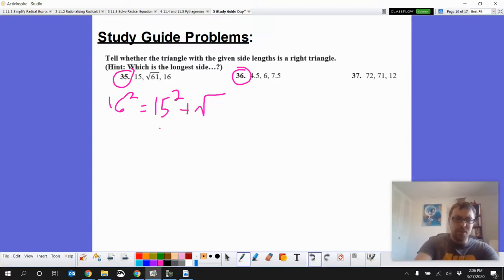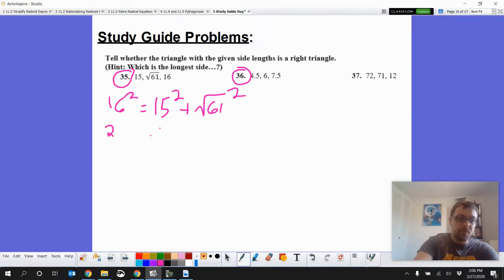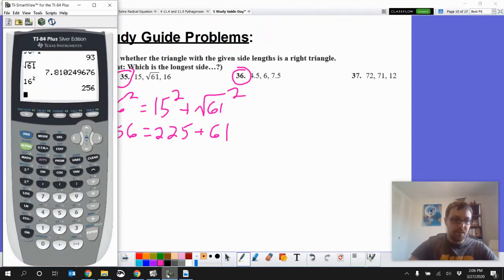61 squared. Okay. So we go to our calculator, 16 squared, what are you? You're a pretty big number. 256. I actually know what 15 squared is. It's 225 plus 61. Actually, now I'm nervous. It'd be real embarrassing if I got that wrong.